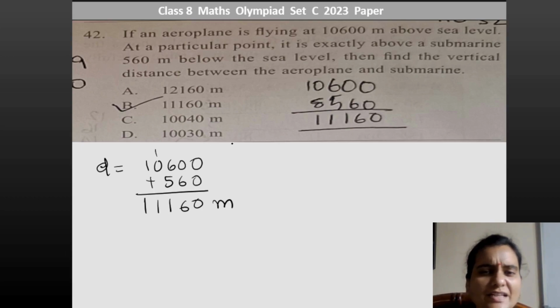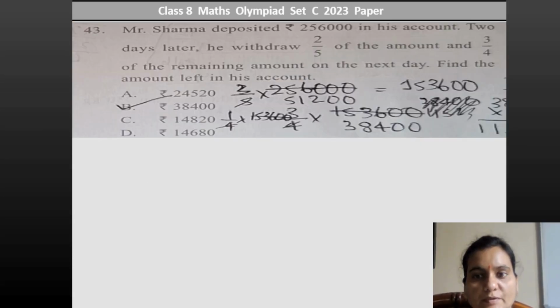A fairly easy question. This is 11,160 meters above the submarine. The aeroplane is flying at a distance above the submarine that is 11,160, which is option B for question number 42. Now let's do question number 43.